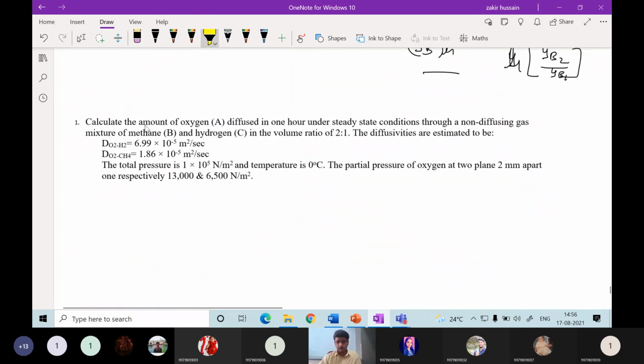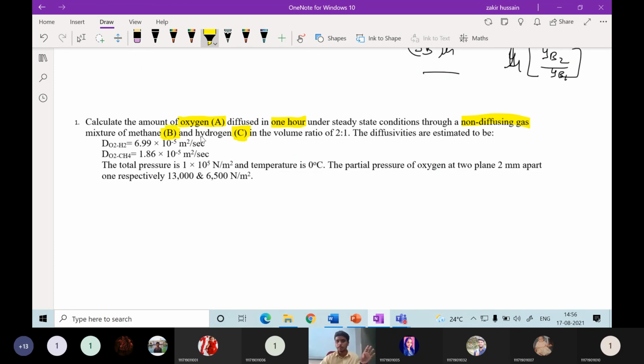Okay, then this problem is, calculate the amount of oxygen, already given as component A, diffused in 1 hour under steady state conditions through a non-diffusing gas. It means A through non-diffusing B. Here C is also there, a third component. To handle that third component, I will tell you what we have to do. This problem has been given many times in your old question papers.